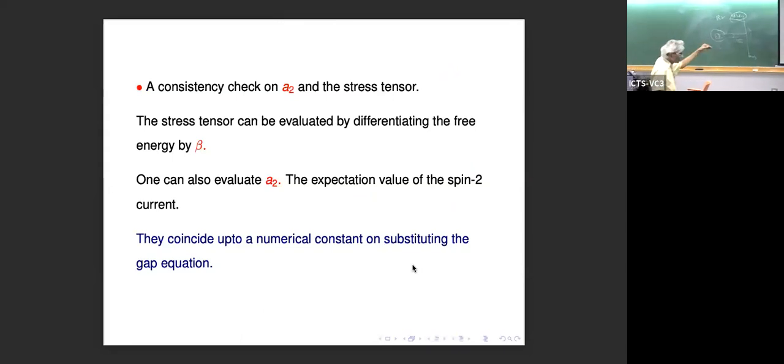And we do a consistency check: we look at the spin 2 current in two ways, from the Euclidean inversion formula and from the partition function. And with the gap equation, they coincide.